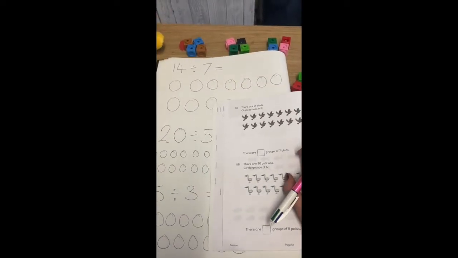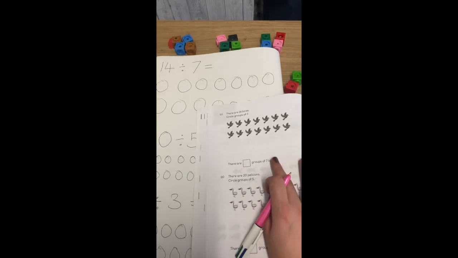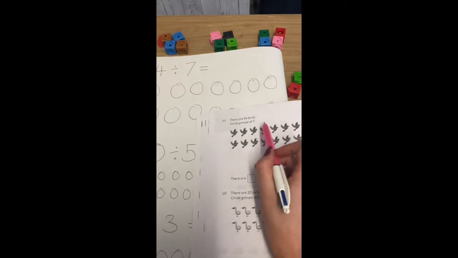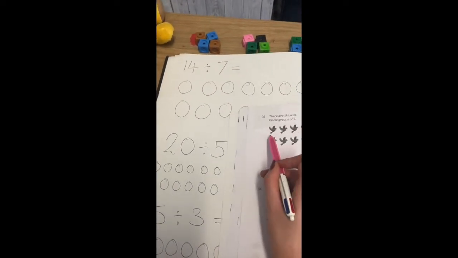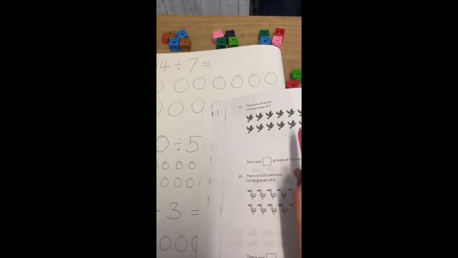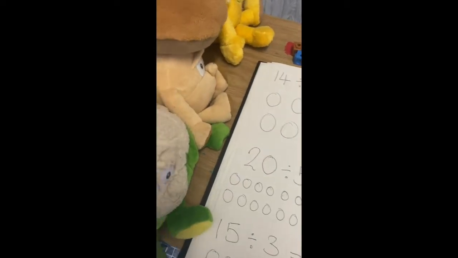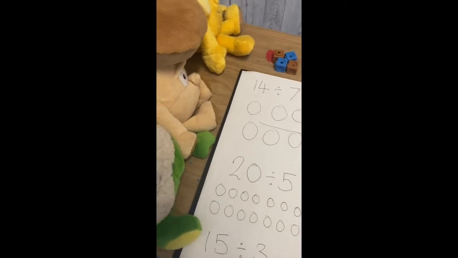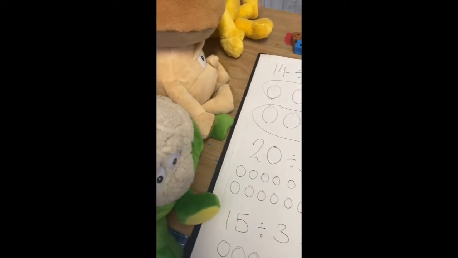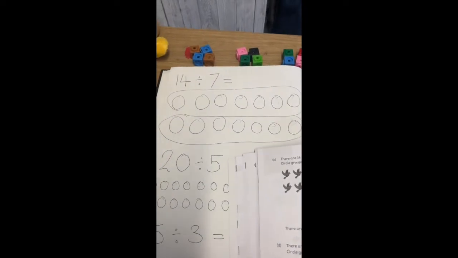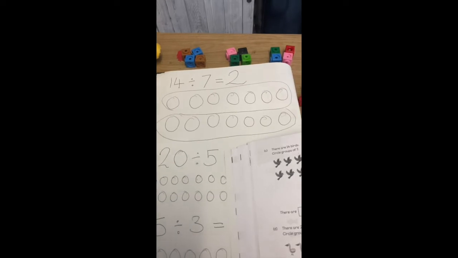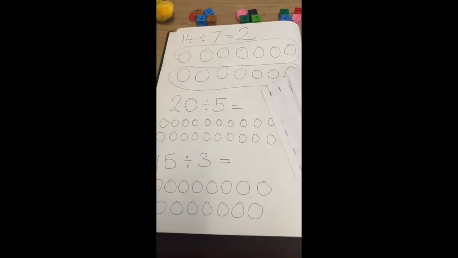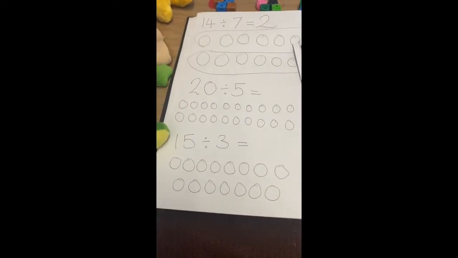So you should now have done all 3 questions by yourself. We're going to work out the answers now together. 14 divided by 7. There are 14 birds, circle groups of 7. There are 7 on the top and 7 on the bottom. Two groups of 7. 14 divided by 7 is 2. Well done.